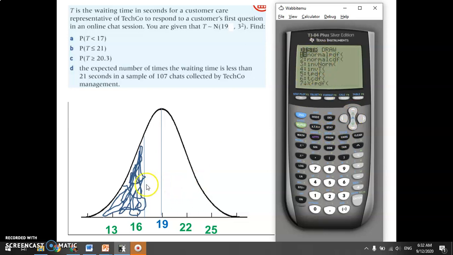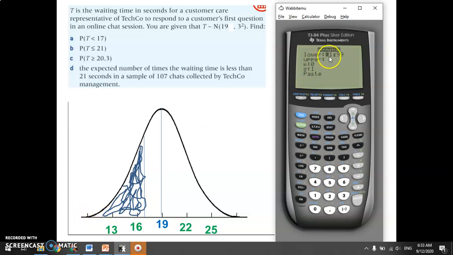And just like with binomial, when we want to see from one point and everything below it, we're going to use the CDF, not the PDF. We're going to use CDF to do a cumulative probability. So I'm going to press number 2 for CDF. Now it says lower, upper. What it means by lower and upper is what is the lower number and upper number we're going to use. So in this case, the lower number, well, if that curve keeps going, imagine that curve going to infinity.